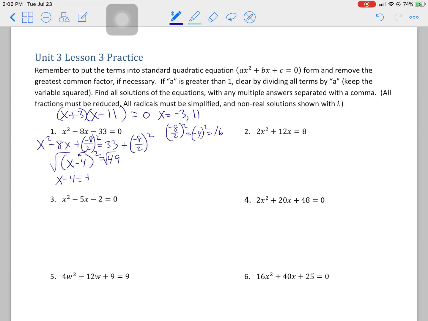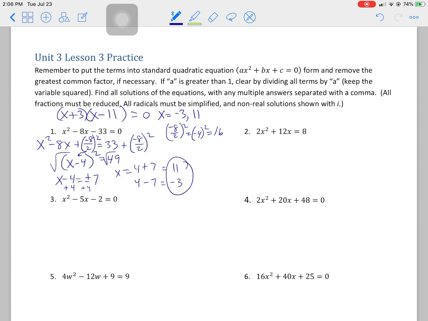And since it's an even, it's plus or minus square root of 49 is 7. So you're going to add 4 to both sides. So x is going to equal 4 plus 7, which is 11, and 4 minus 7, which is negative 3. Okay.